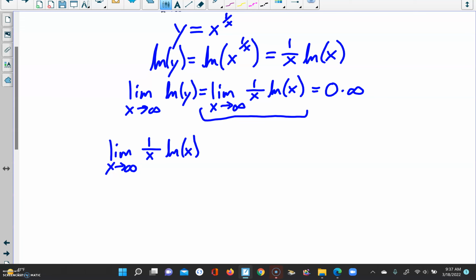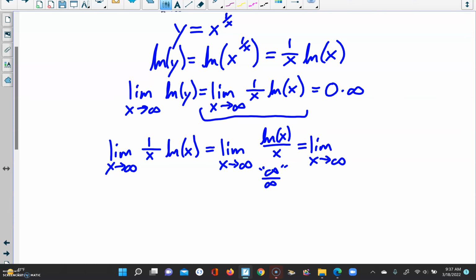So what I can do with this, basically I could combine these just into a fraction. 1 over x times the ln of x is the same thing as ln of x over x. And now what I'm looking at is an infinity over infinity scenario. So I can use L'Hopital's. I can take the derivative of the top and the derivative of the bottom and see if I can get to an answer. In this case, the derivative of the top, the natural log of x, will go to 1 over x. The bottom just goes to 1.